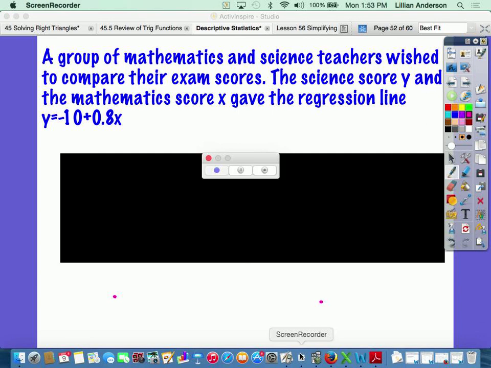So that's what it means when you are interpreting your slope and your y-intercept. You're just putting into words what each of those numbers mean and using those numbers to reiterate that.